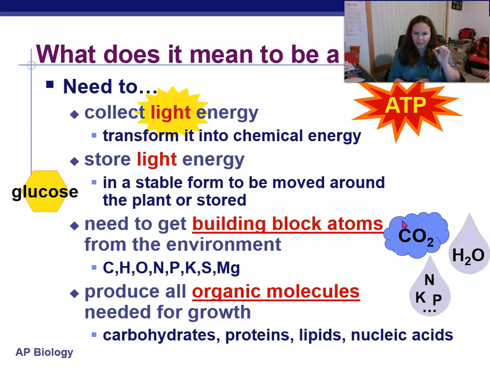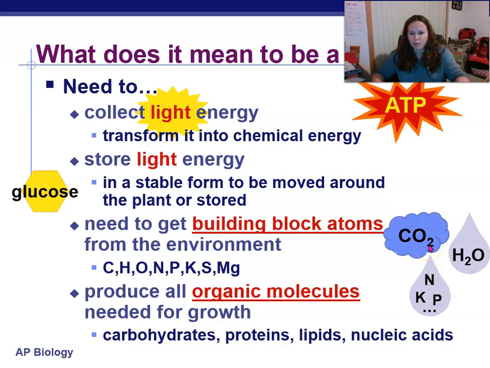Actually, there's a little thing that I'm going to have to talk to you about: at the beginning, it's not actually glucose that they make. It's a 3-carbon sugar first, and then we get to glucose. But in the end, it's glucose. So it's all good.